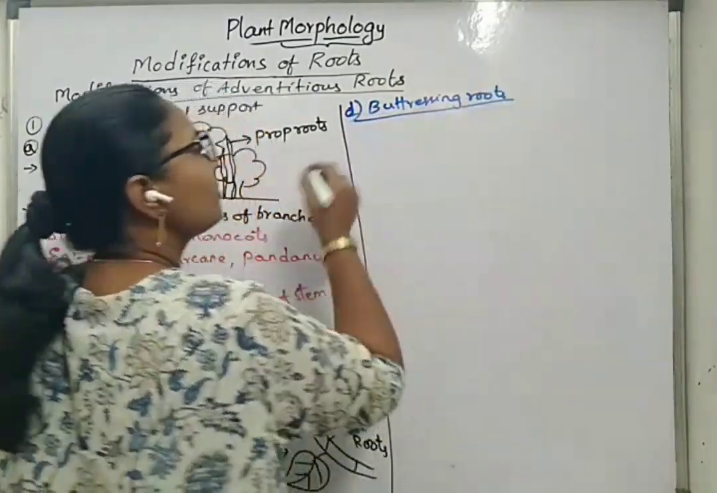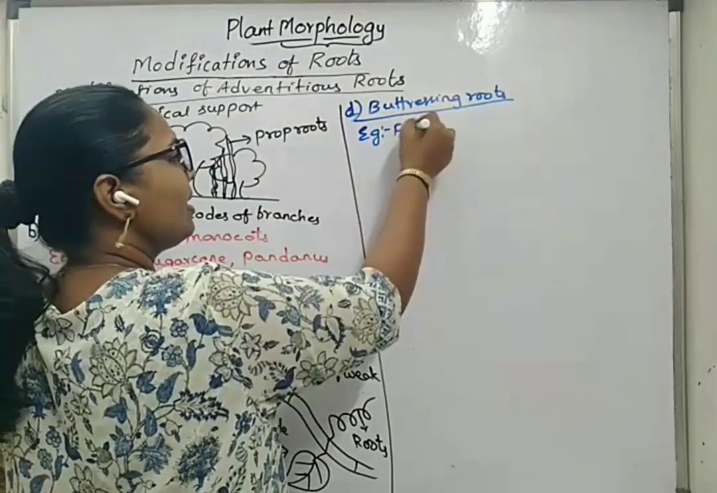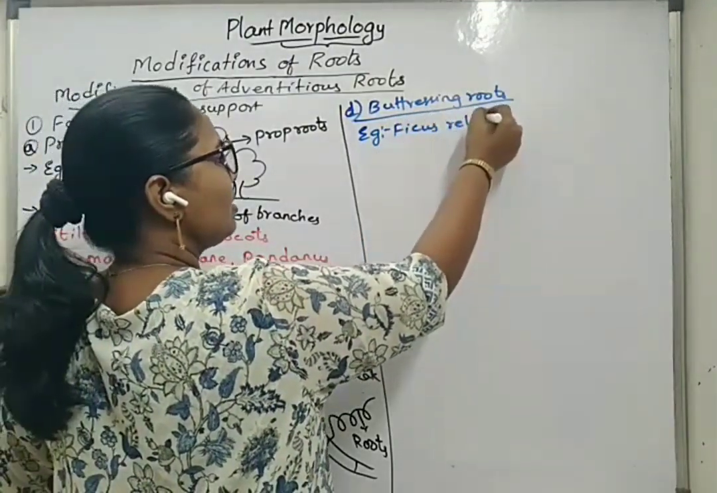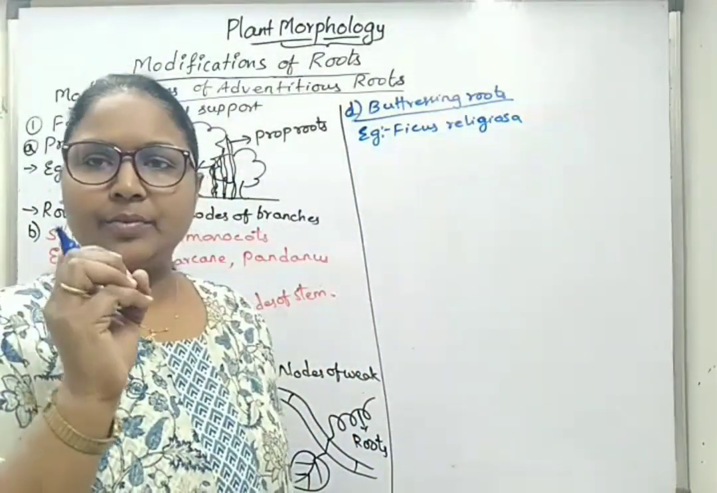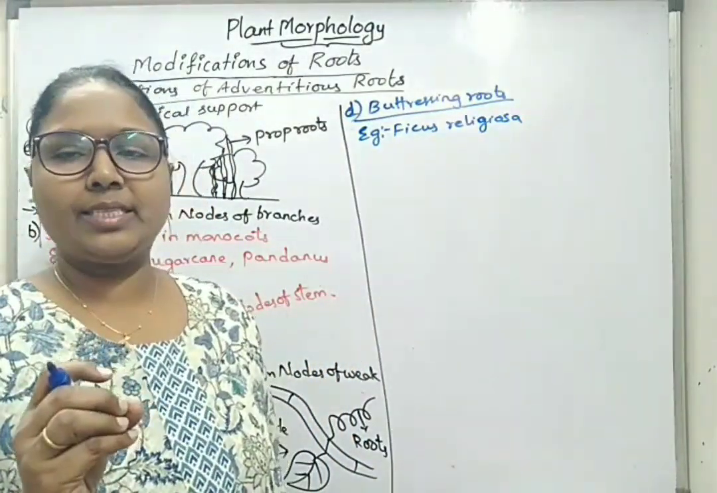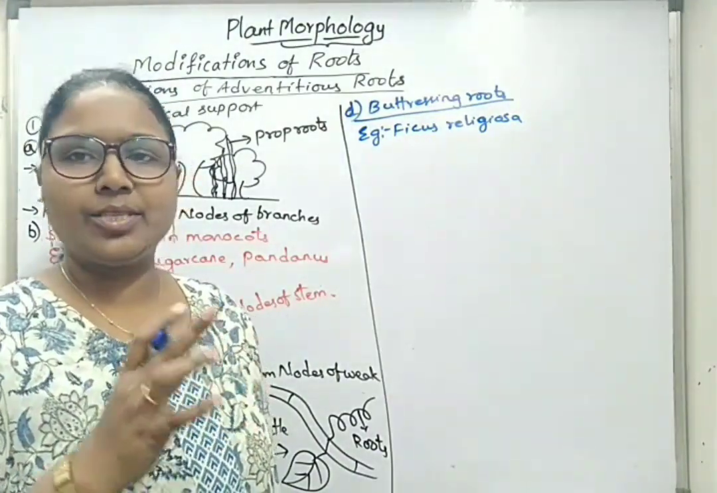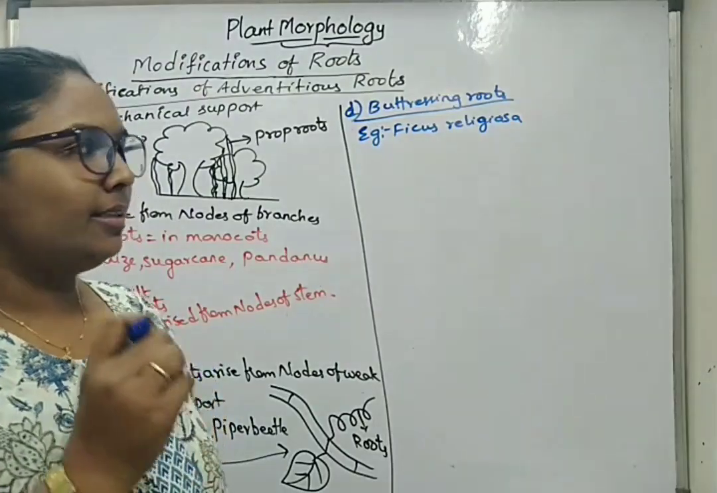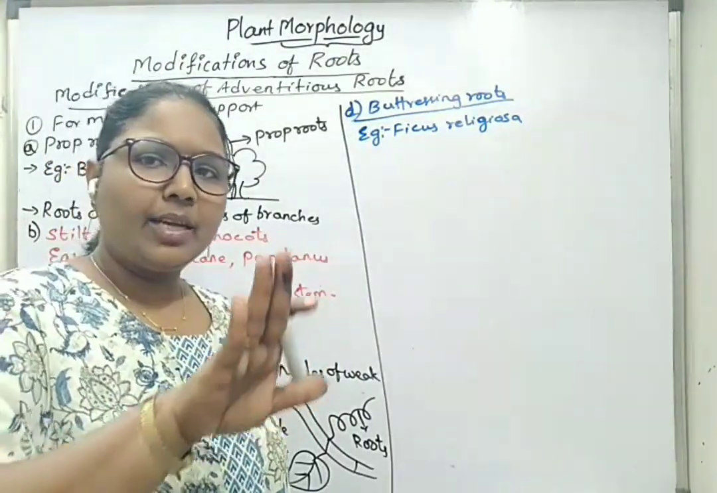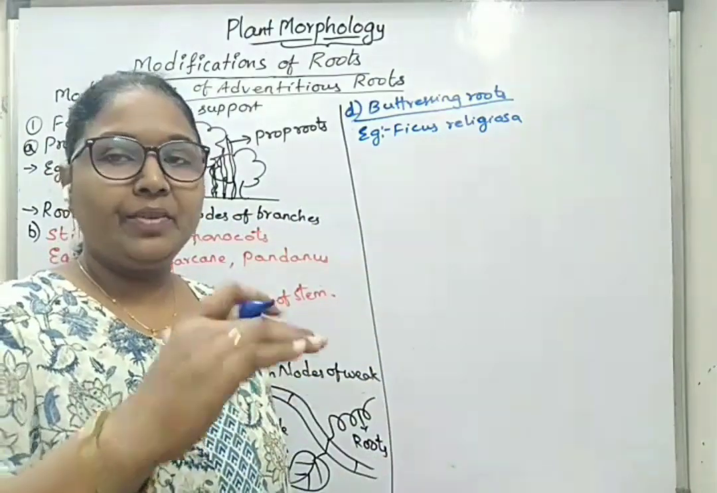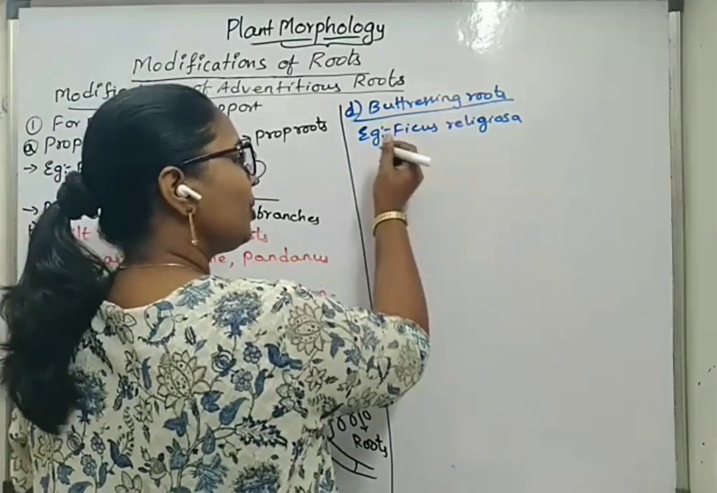Buttressing roots. Fourth type. Here example is Ficus religiosa. So here what happens? Main adventitious roots develop from the base part of the stem. They are very big because the plant is also very big. Ficus religiosa is a very big plant. These roots grow just in the sub-earth layers, and then come onto the earth layer, and it will be like a chair also. Such big roots will be there, giving support to the huge plant.